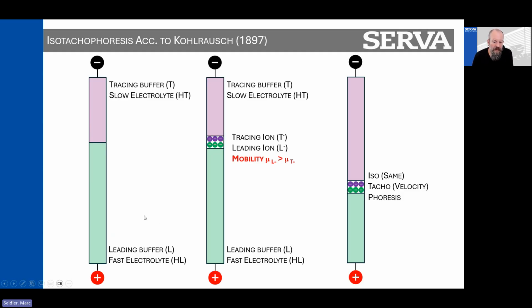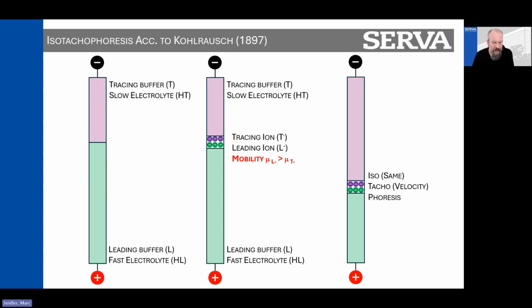And they have a specialty. They have a fast electrolyte in the leading buffer and a slow electrolyte in the trailing buffer. And when he turned on the electrical field, he might try to have all the fast electrolytes be at the anode first.